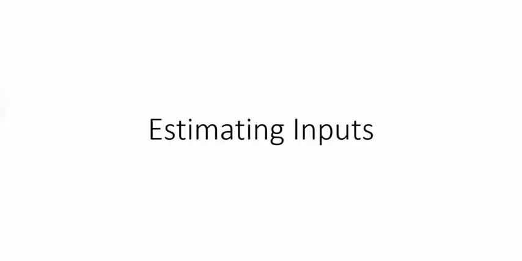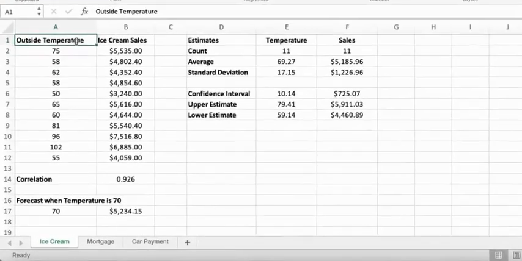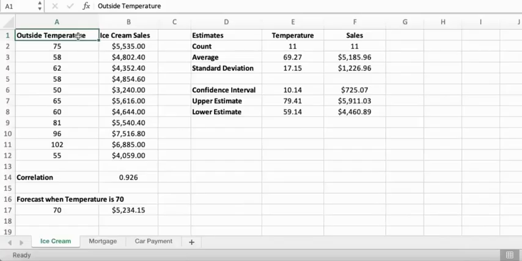Okay, so we've got the technical jargon out of the way. Let's look at a specific example. Let's say that we own an ice cream shop. We're interested in understanding this relationship between the temperature outside for a given day and our ice cream sales.